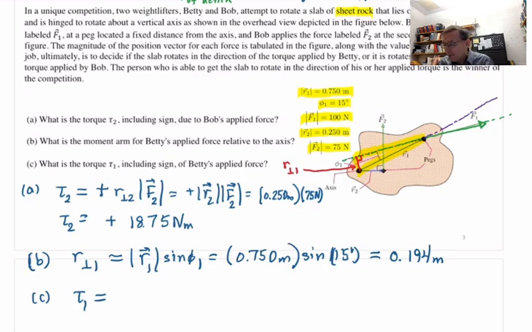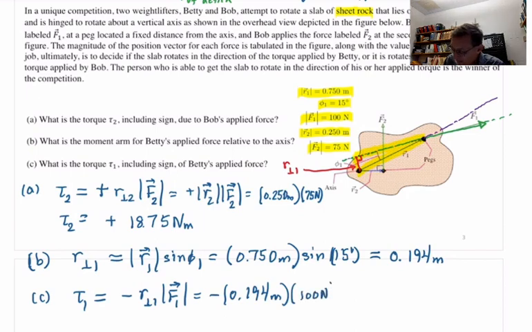We're going to get clockwise rotation. That's negative, isn't it? So tau 1 is negative R perp 1 times the magnitude of F1. So that's negative 0.194 meters. And the magnitude of F1 is 100 newtons. So that's negative 19.4 Newton meter. So which torque is bigger in magnitude? Tau 1. So the net torque will be negative. So the net torque will be clockwise. So the thing will rotate clockwise. Betty wins.